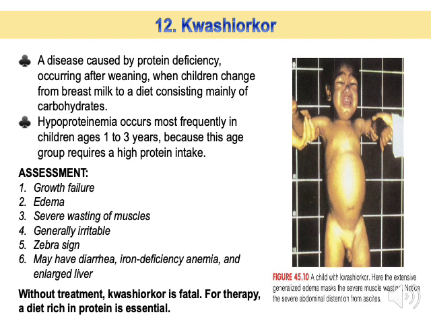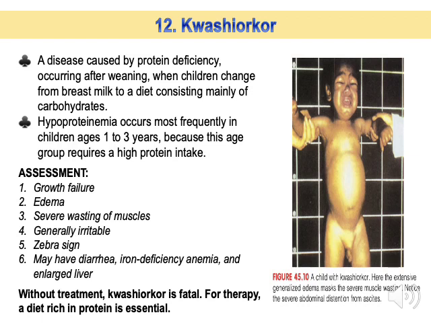Third is severe wasting of muscles. This is masked by edema, so they may not appear light in weight until the edema is relieved. Fourth, they are generally irritable. The children are uninterested in their surroundings. Fifth, there is a zebra sign. Hair shafts with striped appearance of brown and white. That's the zebra sign. This shows a period of good protein intake, then poor protein intake, then good protein intake again, and so on and so forth.